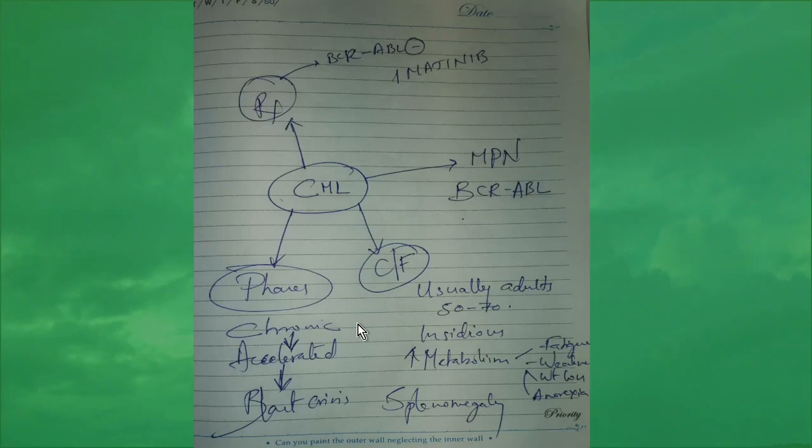CML can go into AML or ALL. It is thought that it is because CML arises from an earlier progenitor cell than the myeloid one, probably below the hematopoietic stem cell. So that is why CML can go into ALL also.